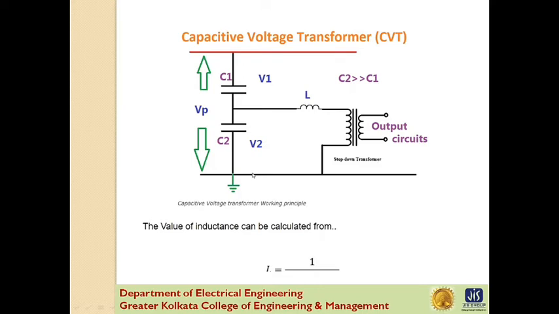Now the output of the potential divider acts as an input to the step down transformer. The capacitor placed near the ground, C2, has high capacitance as compared to that placed near the transmission line. C2 is greater than C1. The high value of capacitance means the impedance of that part of the potential divider becomes low. Thus low voltage passes to the potential transformer.